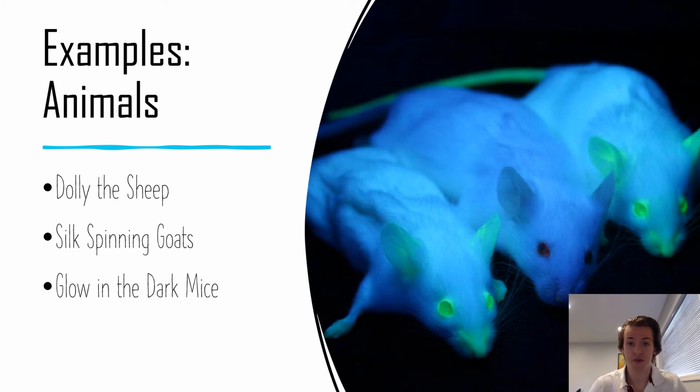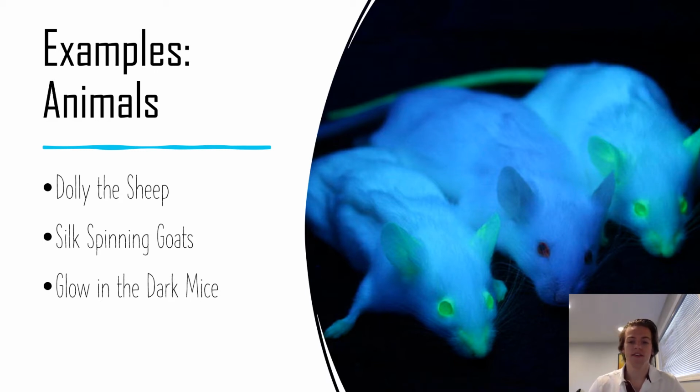Another case where we have modified an animal is silk spinning goats, where the milk that the goats produce, in case you didn't know that, contains spider silk. So it was a lot easier to harvest. It's easier getting milk from a goat than from a spider, I guess. And so I guess they injected the spider's silk spinning DNA into the goat, and then the milk produced it.